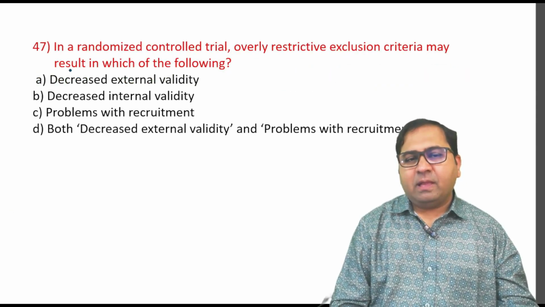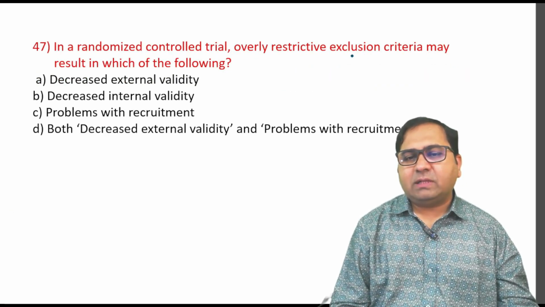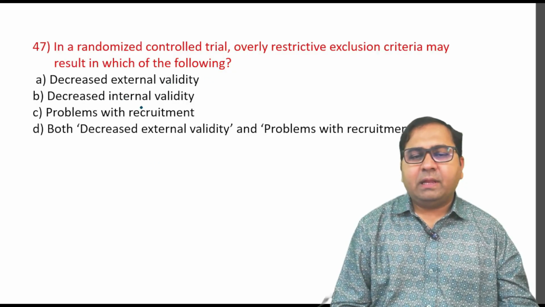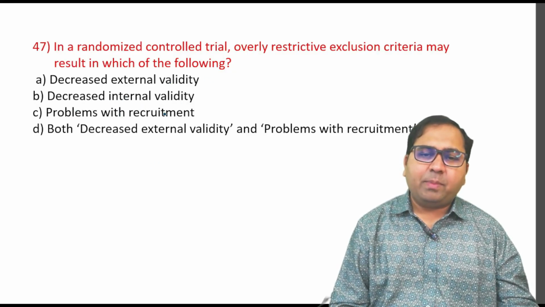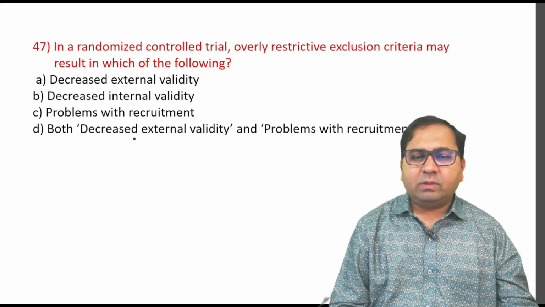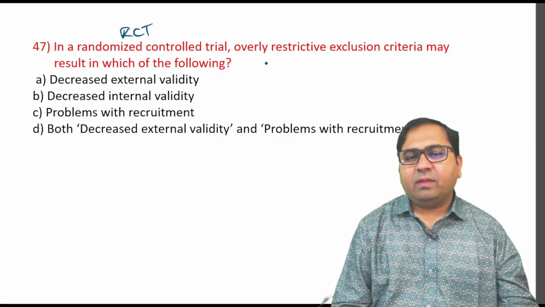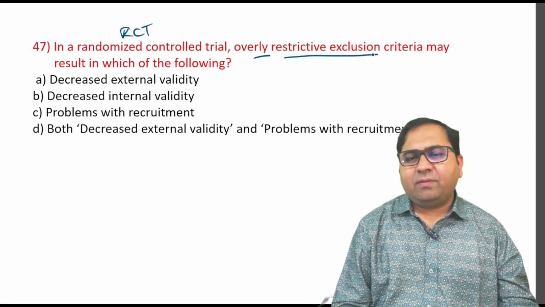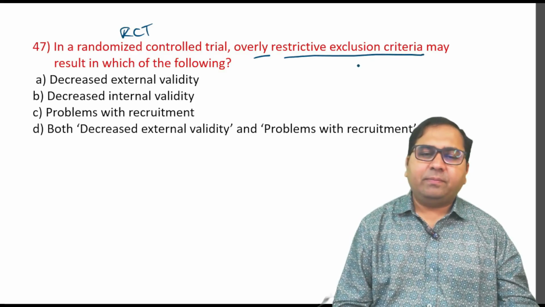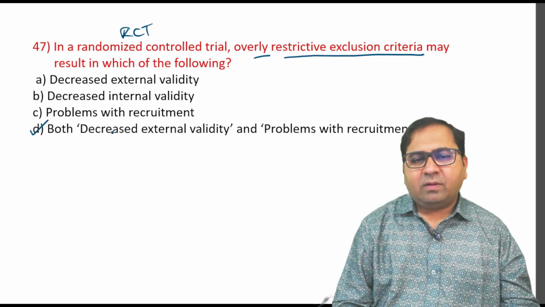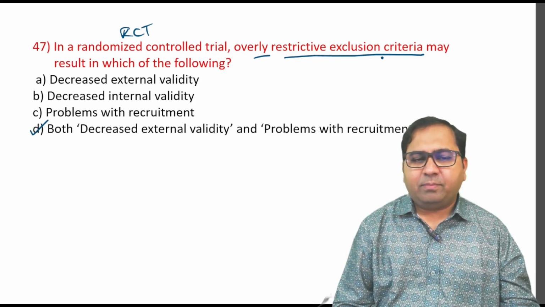Next question. In a RCT, overly restrictive exclusion criteria may result in which of the following? The options are A, decreased external validity, B, decreased internal validity, C, problems with recruitment, or D, both the decreased external validity and problems with recruitment. So in RCT, if you take overly restrictive exclusion criteria, what will happen? It will result in both the external validity decreasing and problems with recruitment.